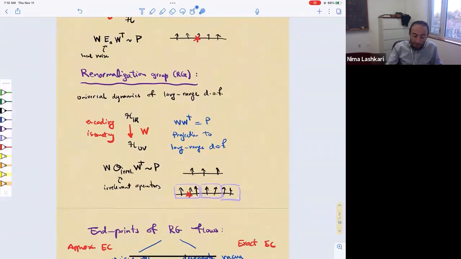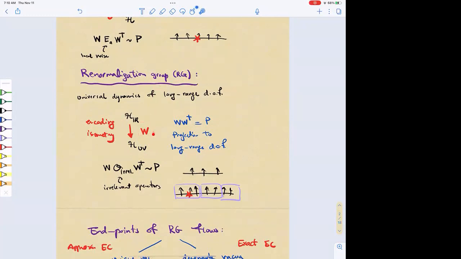All right, so now a renormalization group flow. The renormalization group flow is, in spirit, a similar idea. We have a physical Hilbert space, which is the UV Hilbert space with many degrees of freedom. Let's just talk spin systems, so let's not worry about quantum field theory yet. Spin systems have a lot of degrees of freedom here, and H_IR has fewer degrees of freedom. They supposedly correspond to the long range degrees of freedom.